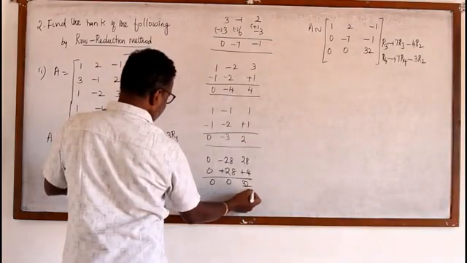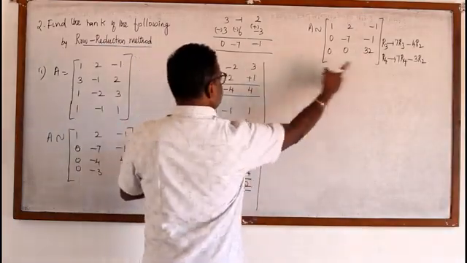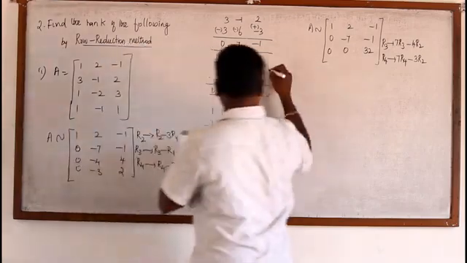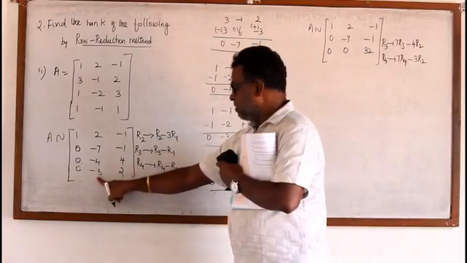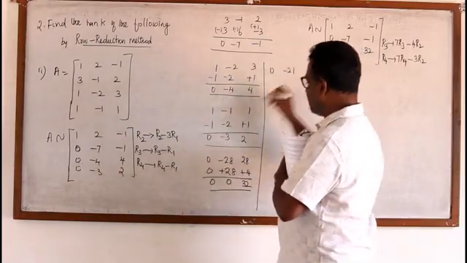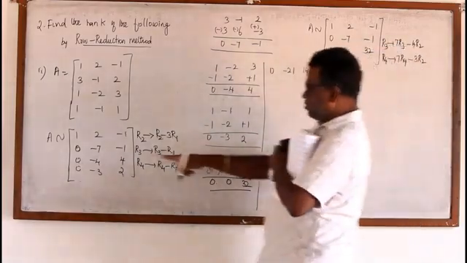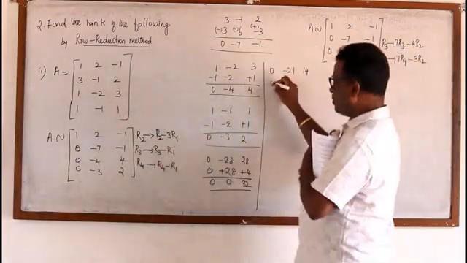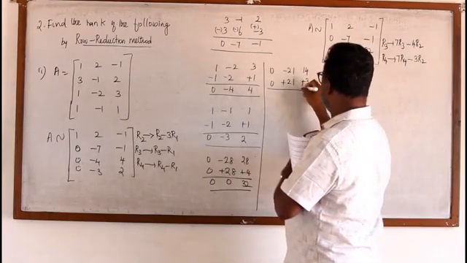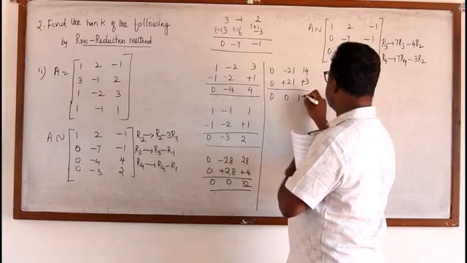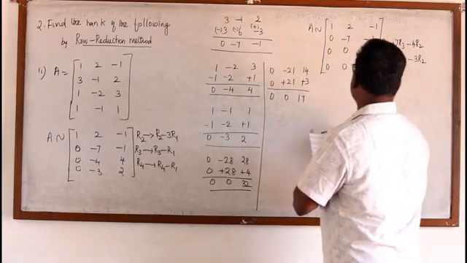3 sevens are 21. Shall we write here? So 7R4, 0, R4 minus 21, 40. Now 3R2, multiply R2 by 3, 0 minus 21 minus 3. Minus means I have to change the sign. 0, 0, 17. So it is 0, 0, 17.